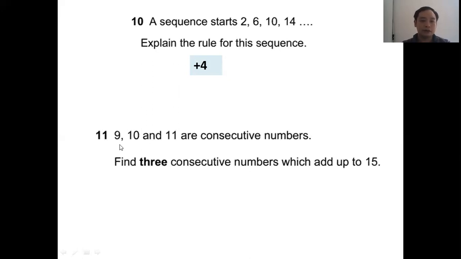Question 11. 9, 10, and 11 are consecutive numbers. Find 3 consecutive numbers which add up to 15. So consecutive numbers here means this number is bigger by 1 than this number, and this number is bigger by 1 than this number. So another 3 consecutive numbers here will be 4, 5, and 6.